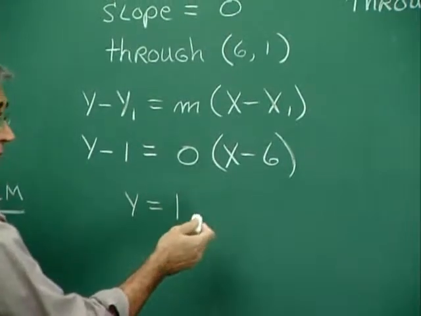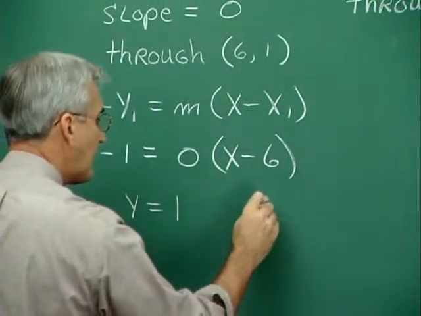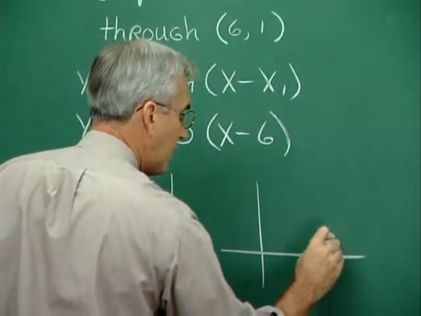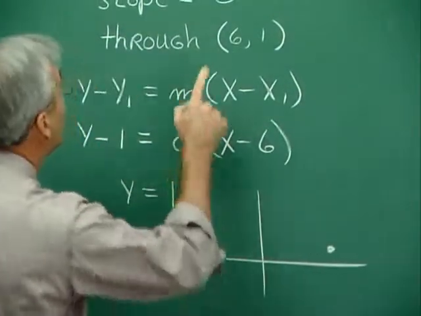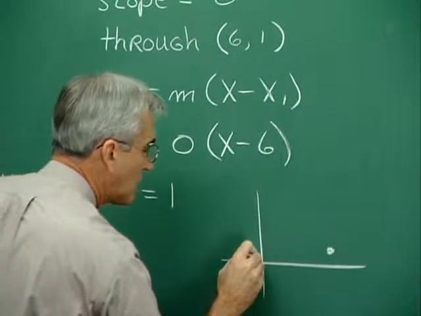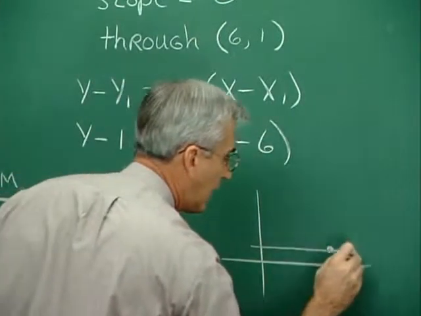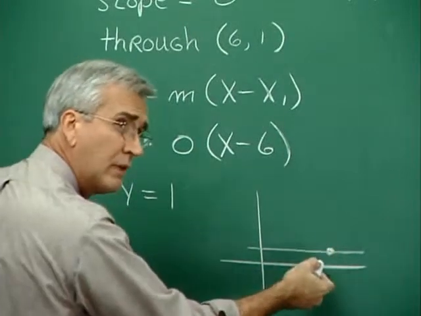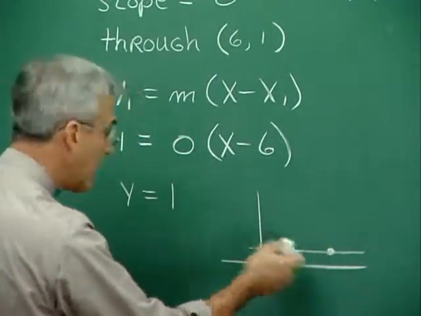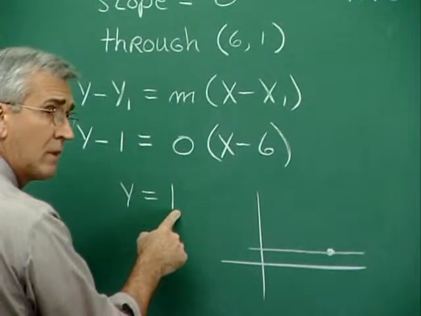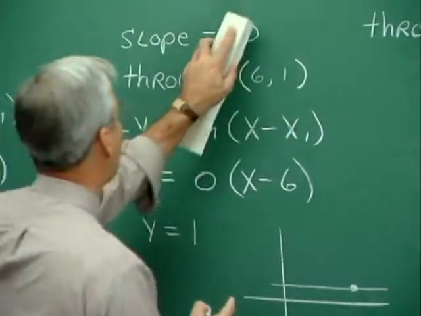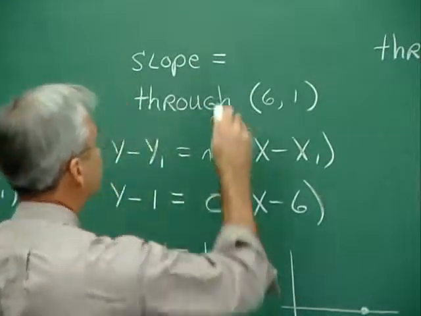Well, there's no surprise there. If we're thinking about the point 6, 1, which is roughly right here, a slope of 0 implies a horizontal line, and a horizontal line going through this vertical level of 1. You see, vertical level of 1 means y equals 1. Now, in a similar way, another nuance involves a slope that is undefined.